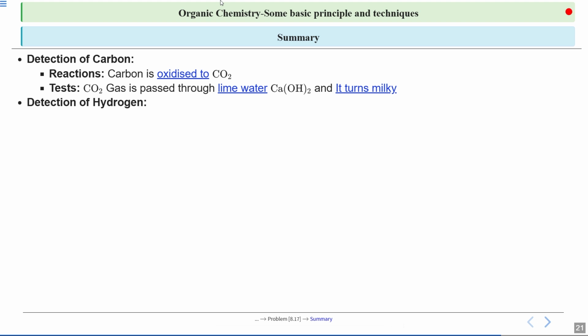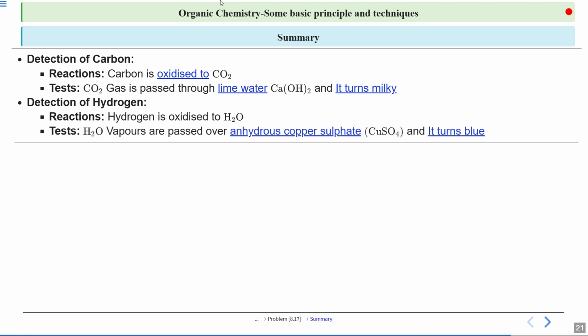Now let us move on to the detection of hydrogen. So what is the reaction? Hydrogen is oxidized to H2O, and the water vapors are tested by passing them through anhydrous copper sulfate, and upon exposure to the moisture, the anhydrous copper sulfate is hydrated to form a blue color.